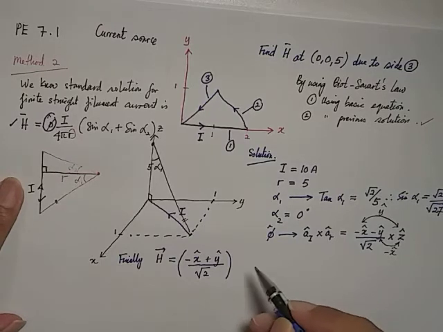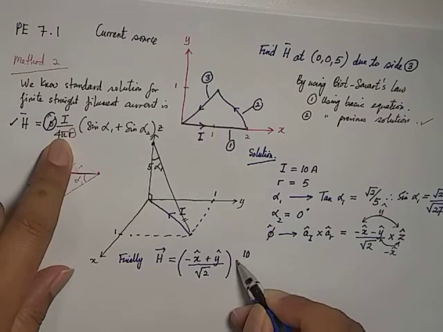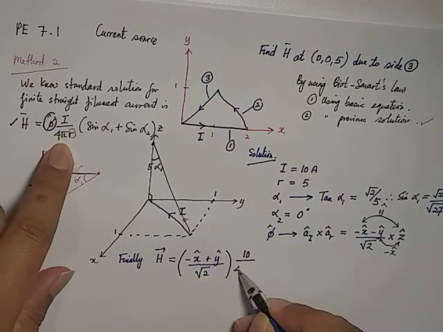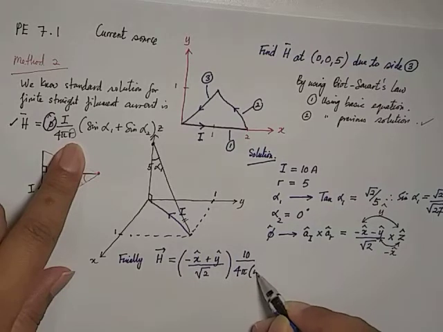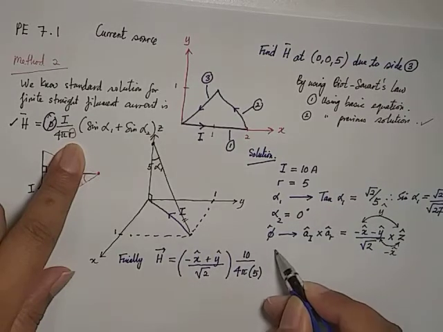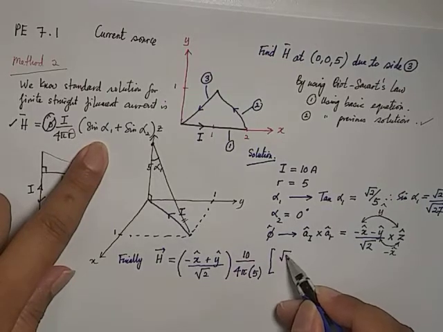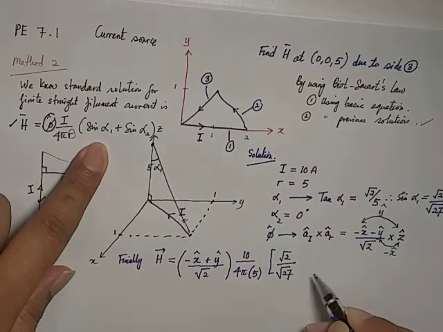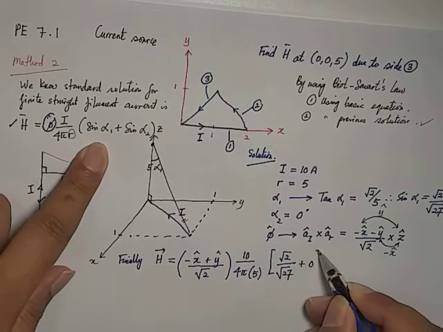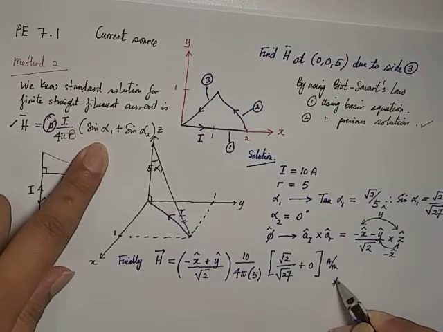And then H should be equal to 10 divided by 4 pi multiplied by R, which is equal to 5, and then sine alpha 1, square root of 2 divided by square root of 27, plus 0. Okay, ampere per meter. So that should be our solution.